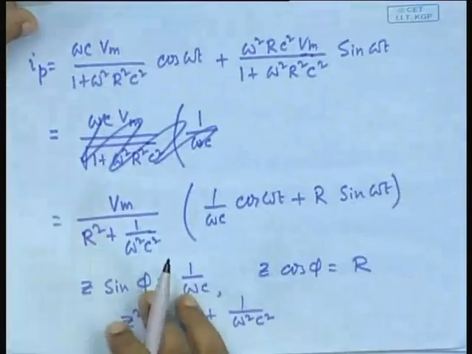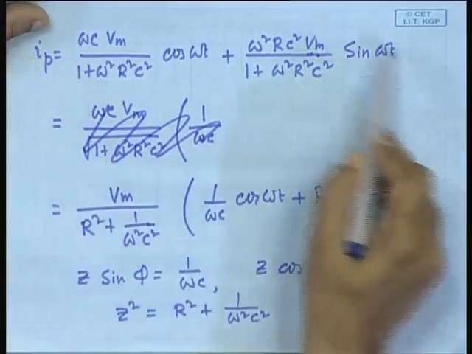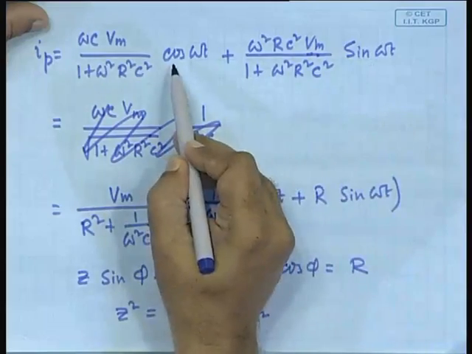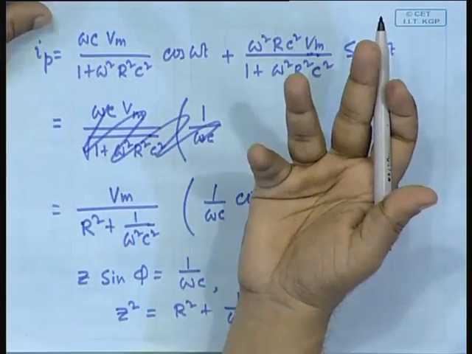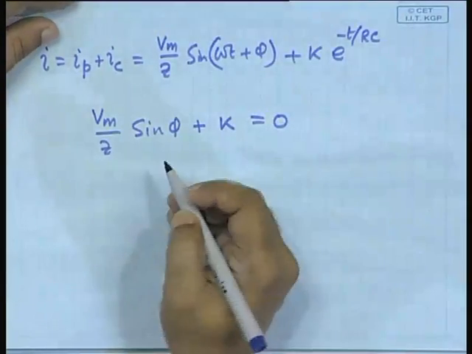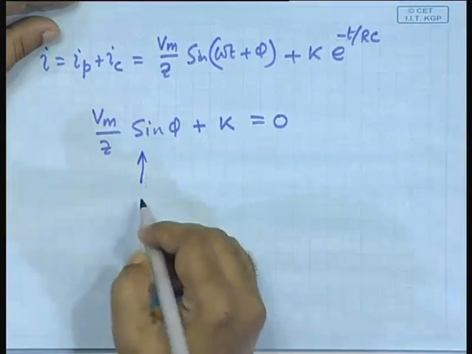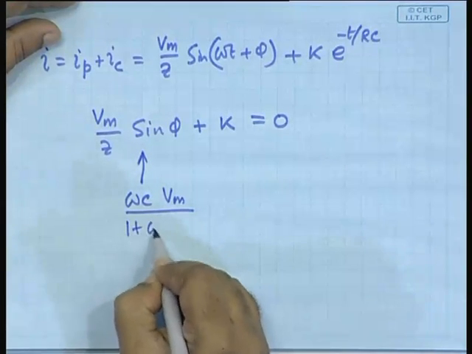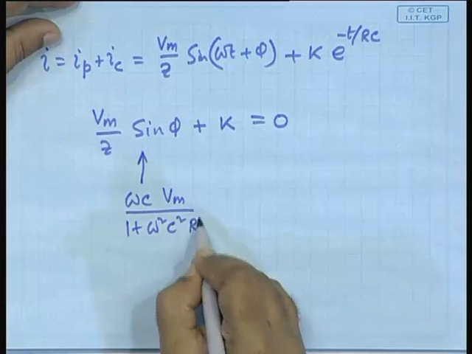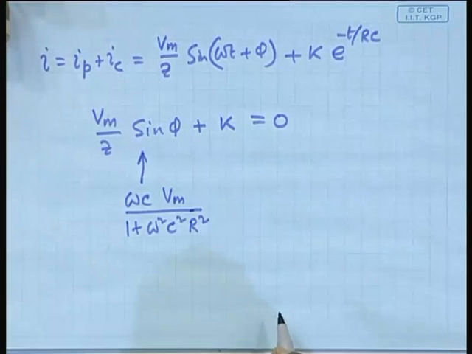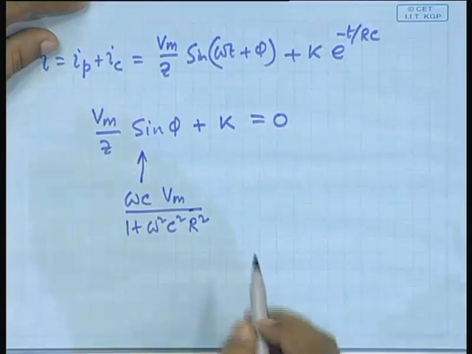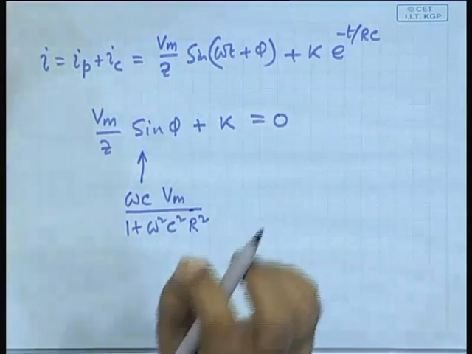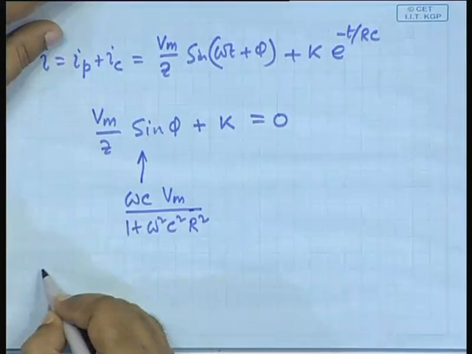Or we can do it somewhat easily. The particular integral term was this. At t is equal to 0 the whole thing should be 0, this exponential would be 1, and therefore, this should be the remaining term. So, you can say this term should be omega C V m divided by 1 plus omega square C square R square. Fine. So, you have the k minus this.